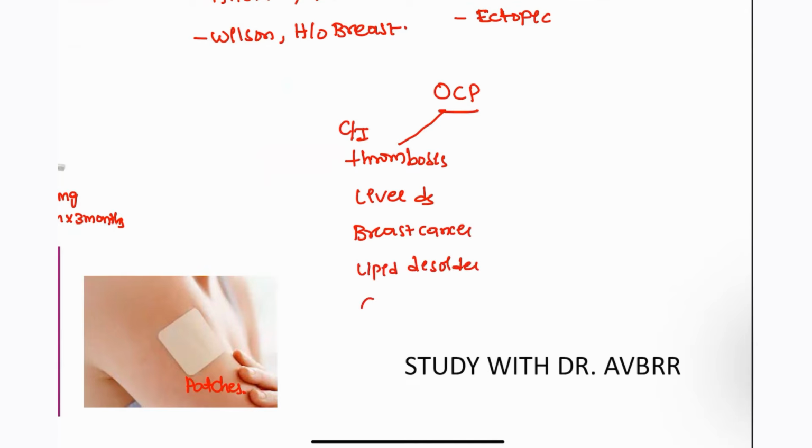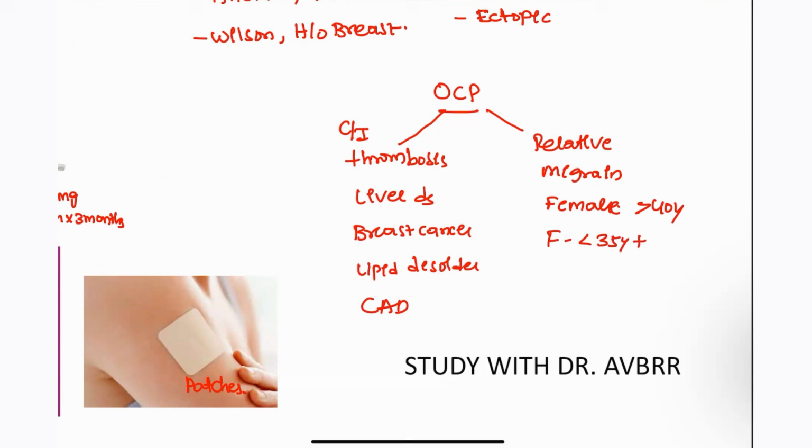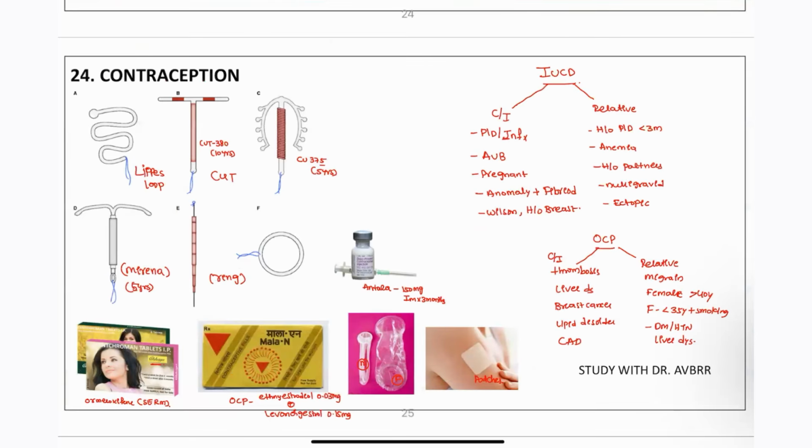and severe cardiovascular disease. Okay, next, coming to the relative ones: migraine, female age more than 40 years, or female age less than 35 years but history of smoking is seen. And those suffering from diabetes mellitus, hypertension, and liver dysfunction. These are the contraindications for the OCPs.